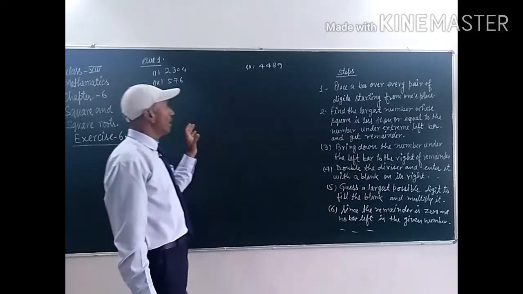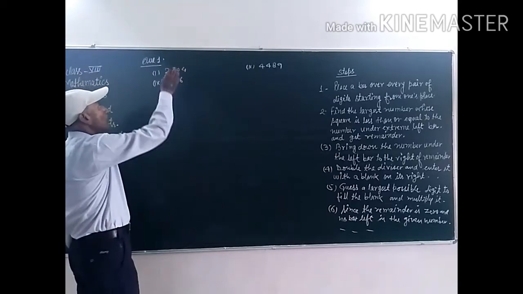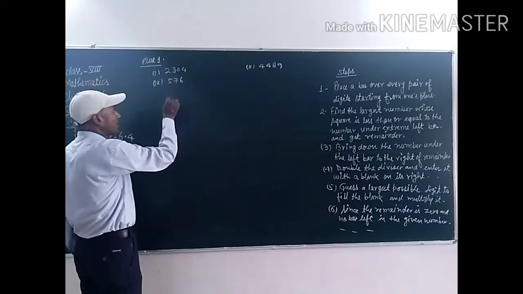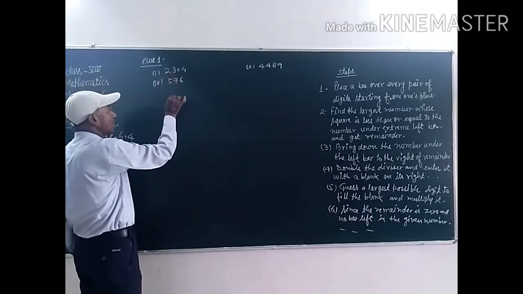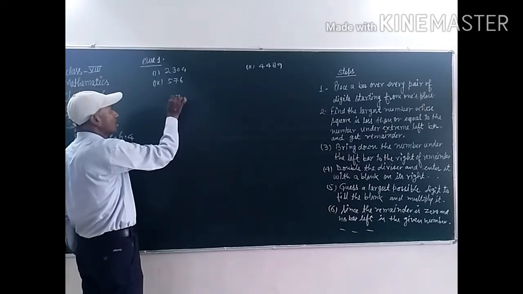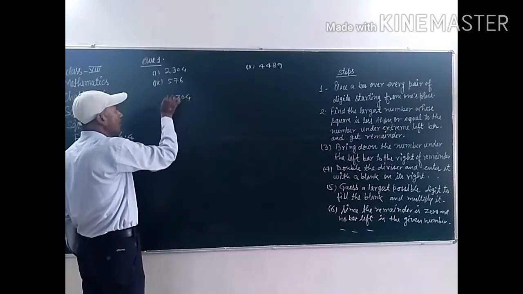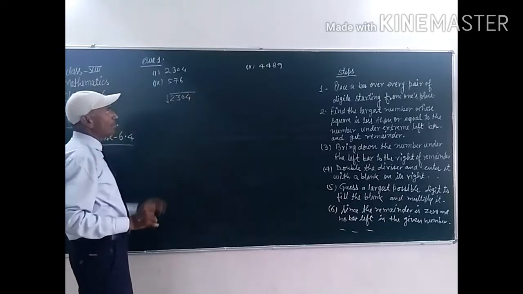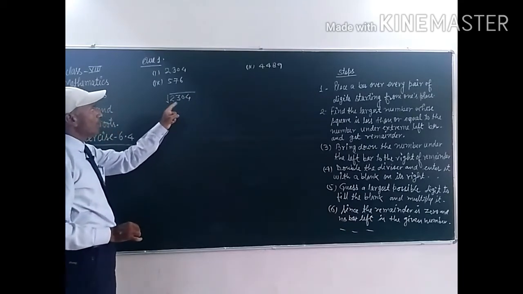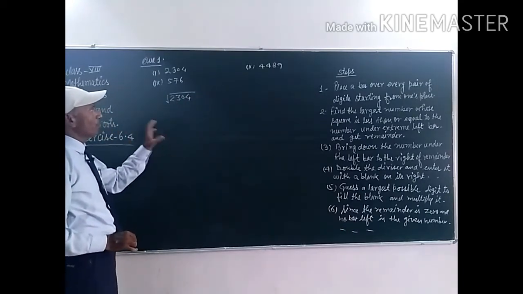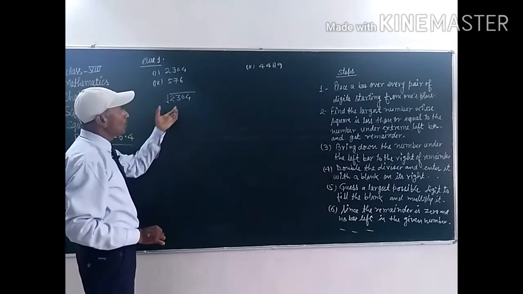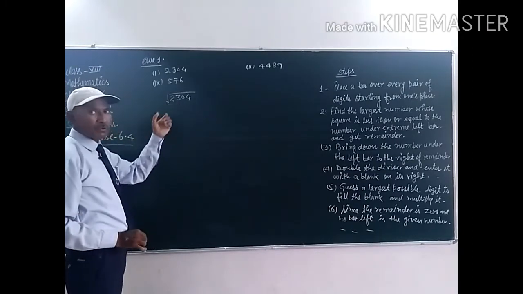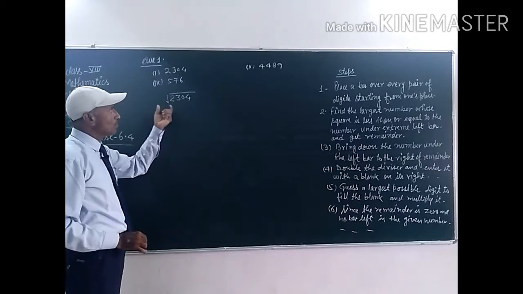So, first of all, we have to write the number. This one is the first number, that is 2304. We have to find the square root of this number. It means square root of 2304. And we have to use the long division method to find the square root of this number, students.